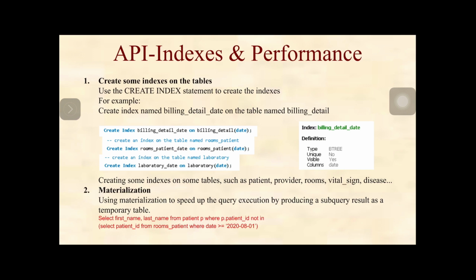In creating indexes on the tables in this system, we use the create index statement. For example, in this case, we create a new index named billing detail date on the table named billing detail, and we also created indexes on other tables such as patient, provider, rooms, vital sign, disease, and so on. And we use materialization to speed up query execution by storing the subquery result as a temporary table.